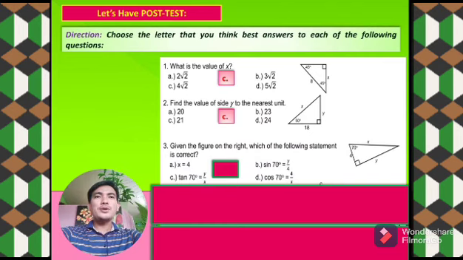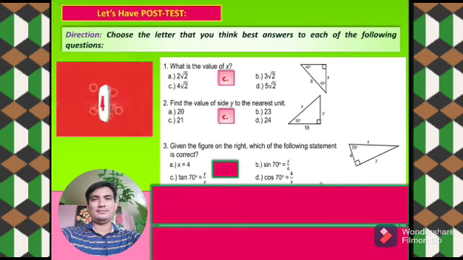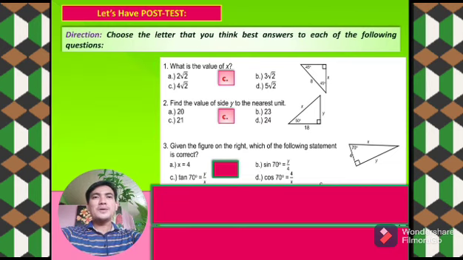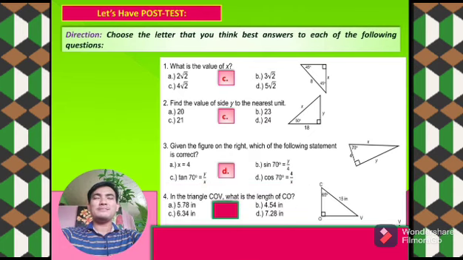Given the figure on the right, which of the following statements is correct? Ready? Go! And the correct answer is letter D. Okay, number 4. In the triangle COB, what is the length of CO? Ready? Go!